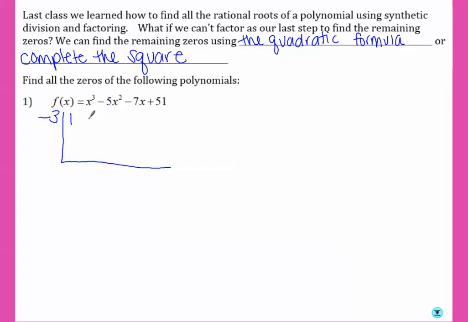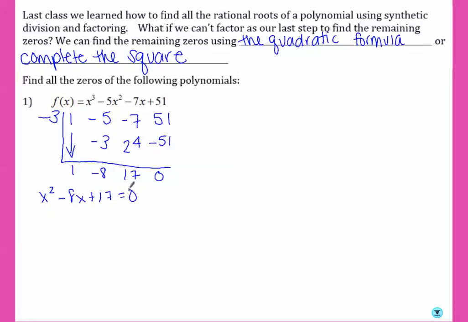Then we're going to bring down our coefficients. Bring down the 1, multiply, add, multiply, add, multiply, add, and we get a remainder of 0, just like we should. So if we put our x's back in, we know x squared minus 8x plus 17 equals 0. We can't factor this. The only factors of 17 are 17 and 1, and that won't add up to -8.